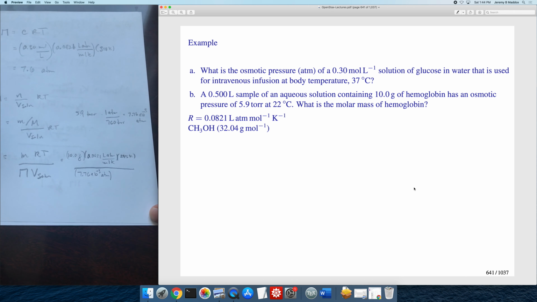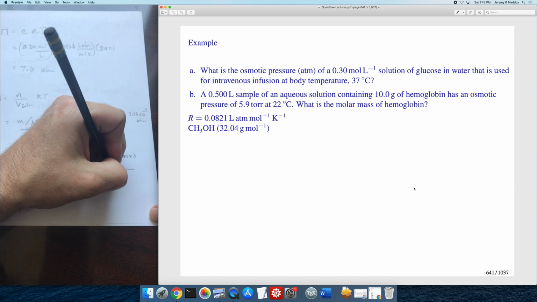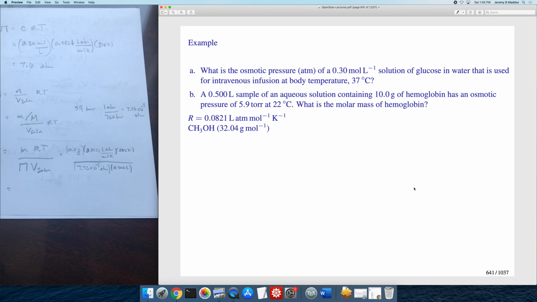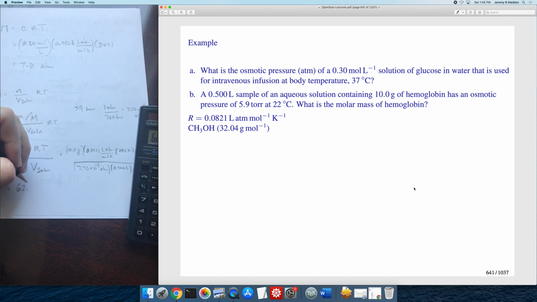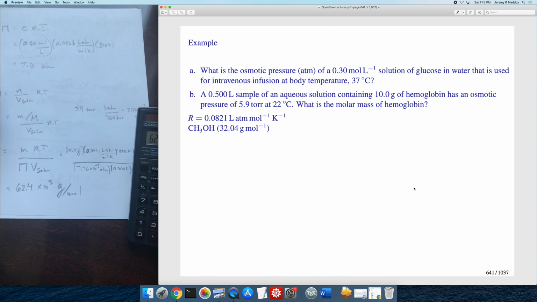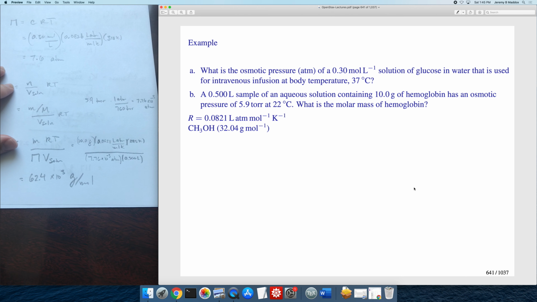And then the volume of solution, 0.500 liters. Running these numbers through the calculator, I'm getting an estimate of 62.4 times 10 to the 3 grams per mole, which for a protein like hemoglobin is not an unusual number.